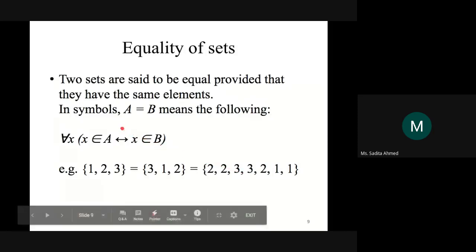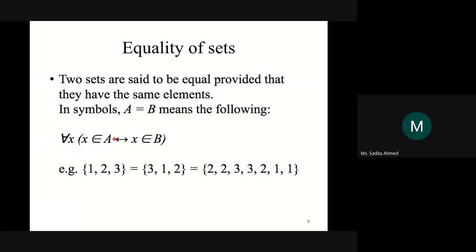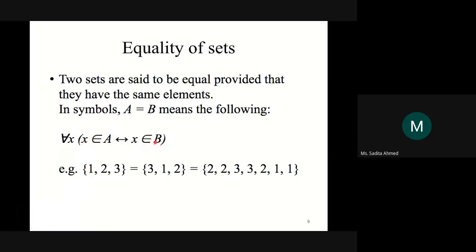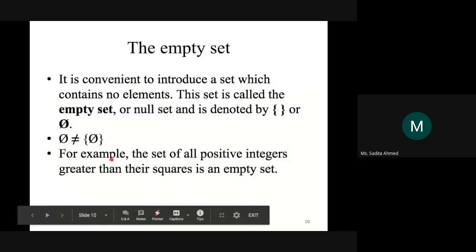All right. A general way to represent the equality of two sets is this. For all x, x belongs to A implies x belongs to B, and x belongs to B implies x belongs to A. That is, x belongs to A if and only if x belongs to B. So all the elements that are there in A will also be in B, and all the elements that are there in B will also be in A.